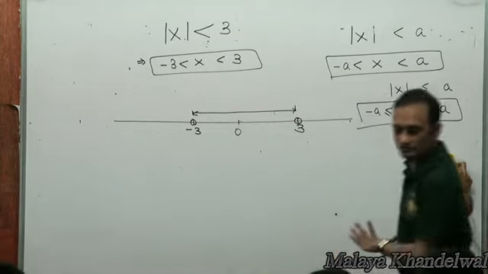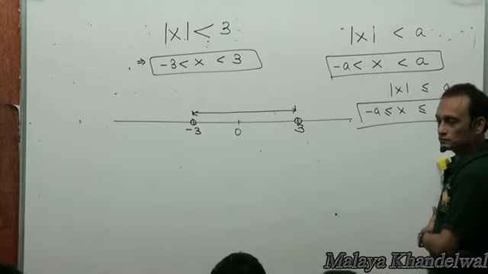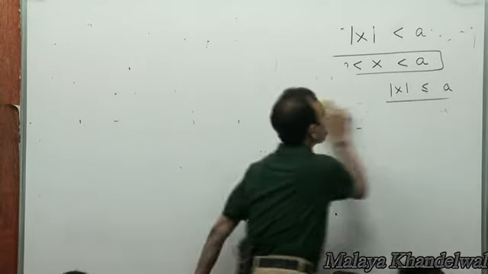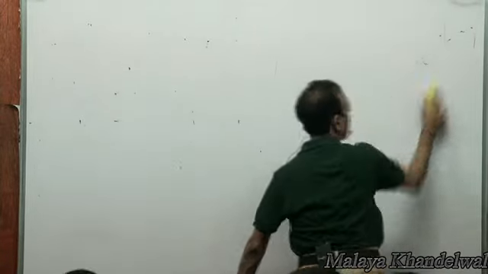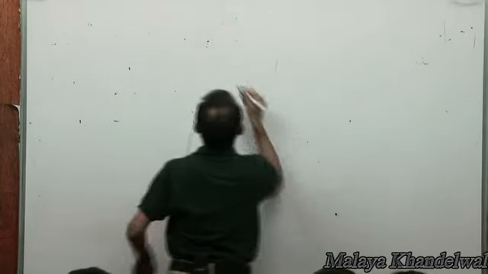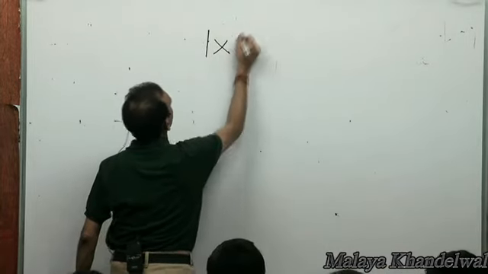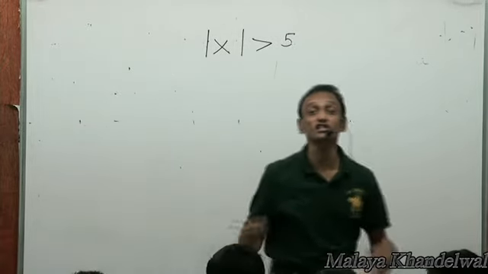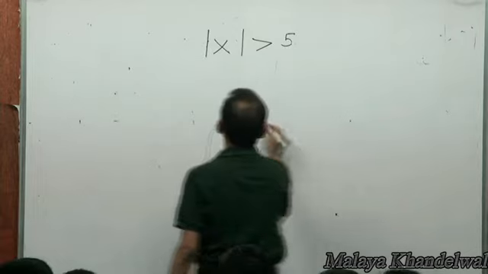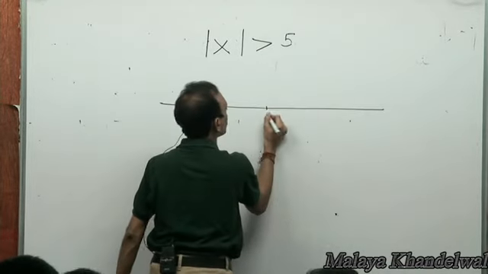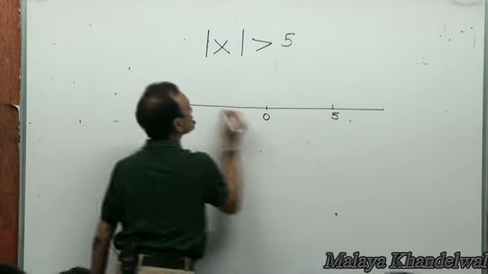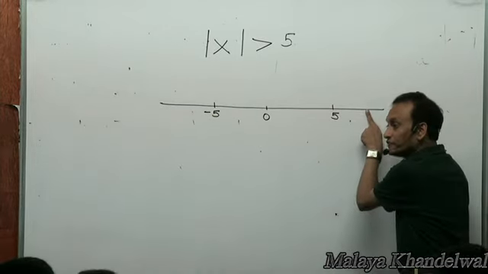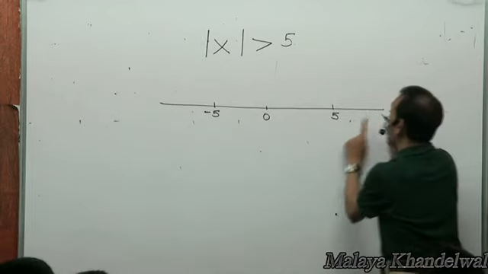Now, can I wipe this off? Suppose I said mod x greater than 5. It means x is such that its distance from the origin is more than 5 units. Look at the origin. This is 5. This is minus 5. Obviously, x could lie to the right of 5, in which case its distance from the origin will be greater than 5, right?